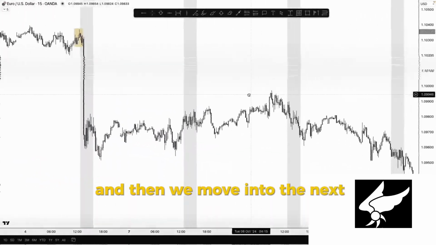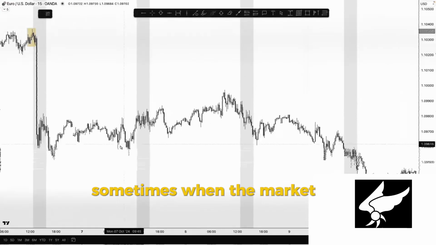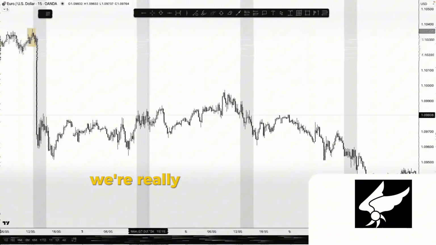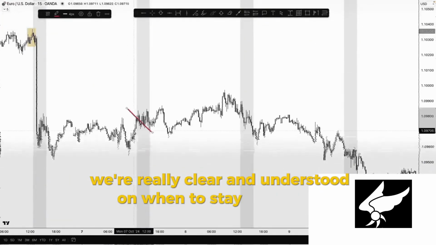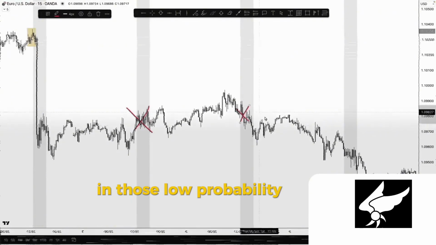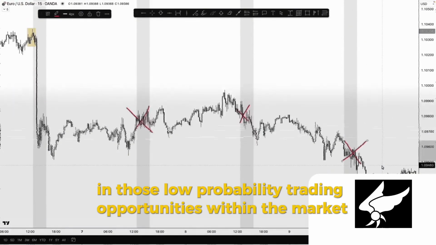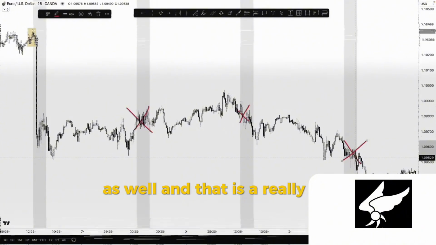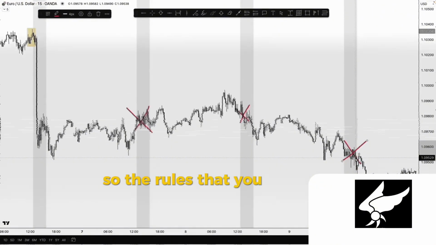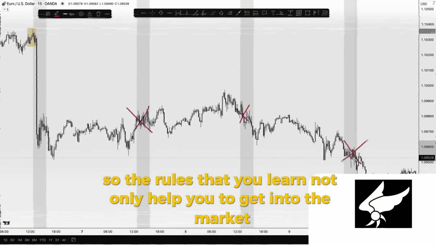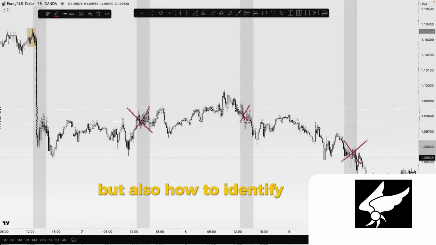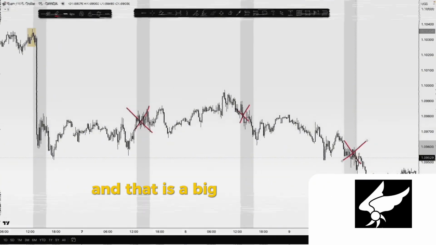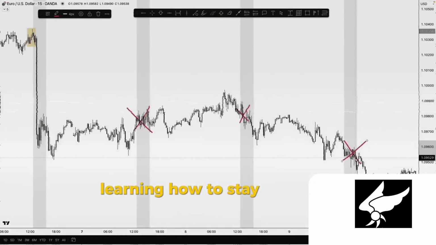And then we move into the next week. Sometimes when the market isn't giving us opportunities, we're really clear and understood on when to stay out of the market in those low probability trading opportunities as well. And that is a really key skill. So the rules that you learn not only help you to get into the market, but also how to stay out of the market. And that is a big problem for a lot of traders, learning how to stay out of the market.